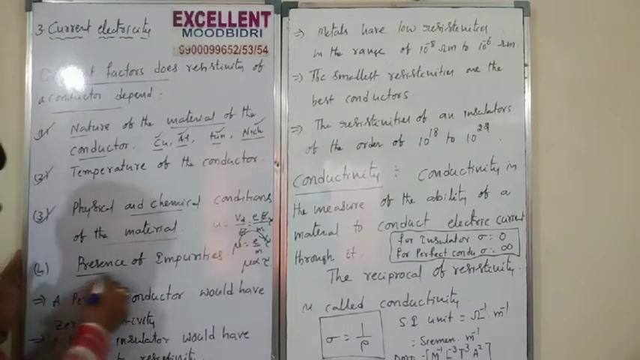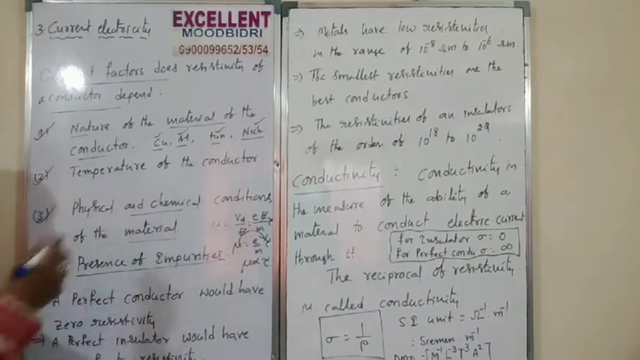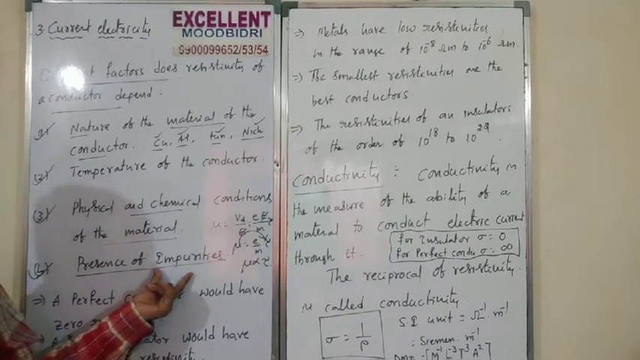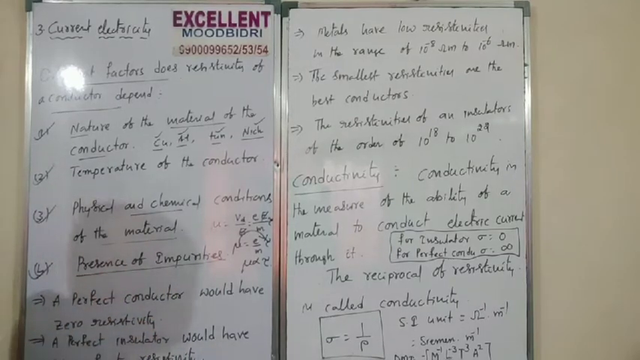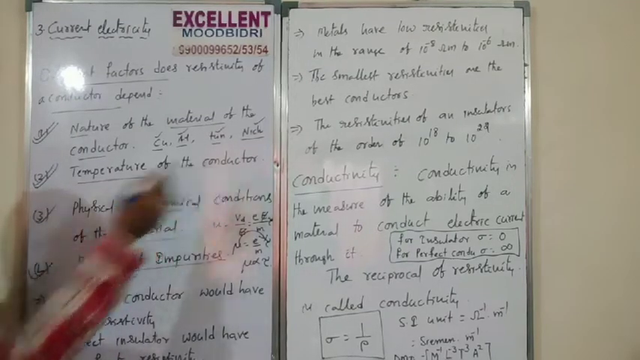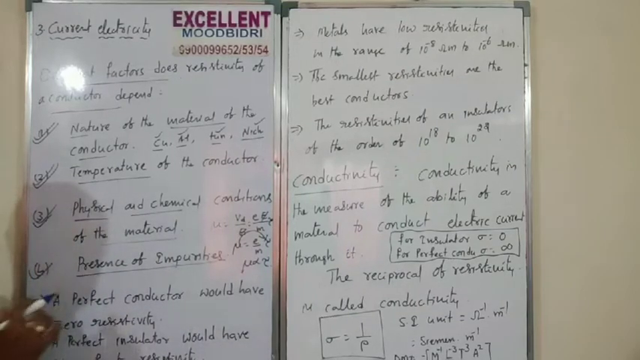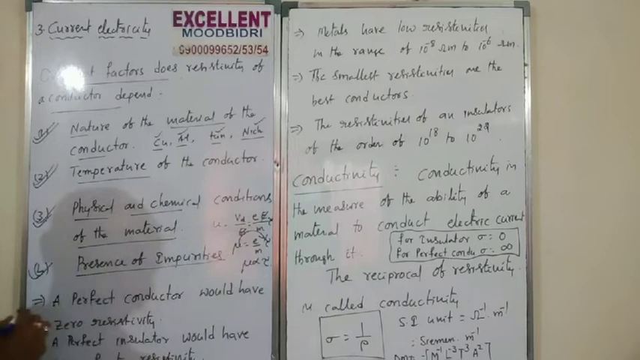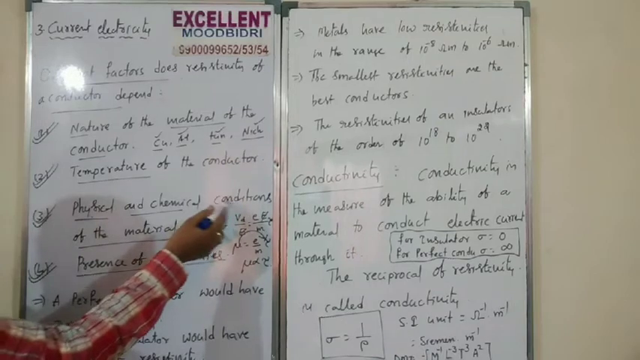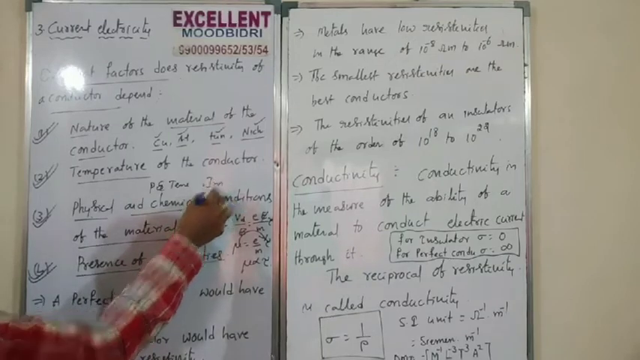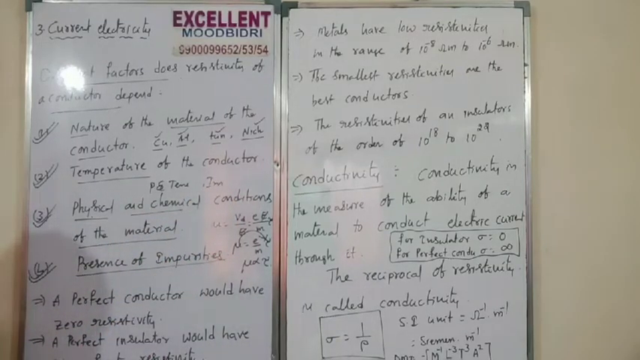Next, presence of impurities. Again the same point: in the presence of impurities, the resistivity increases. These are the four factors. First is the nature of the material. Second is the temperature of the conductor. Third is the physical and chemical conditions of the material, meaning pressure as well as temperature. Impurities also come under it, but I have given them separately. So these are the four factors.